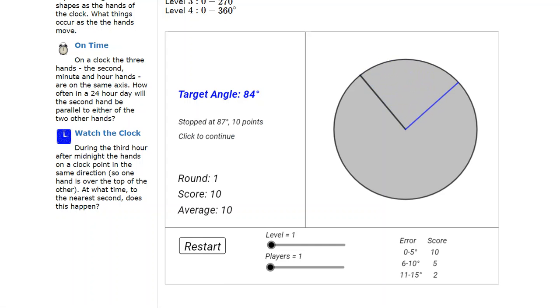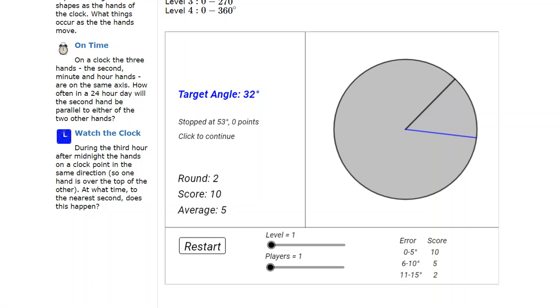Okay, I got 87 degrees. That's pretty close. I'm quite pleased with that. And it's told me I've scored 10 points. So round 1, 10 points. Click to continue. I click and my new challenge is 32 degrees. I'm now on round 2. Click again to start.